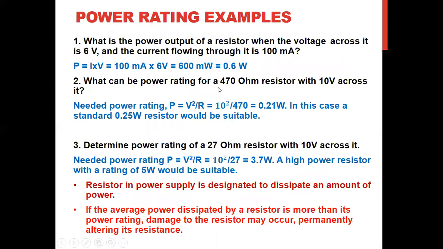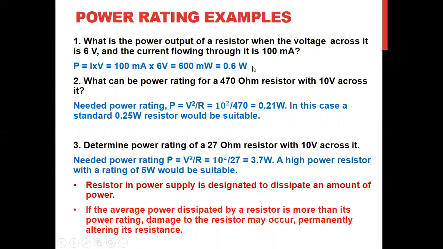Now let us see examples of power rating or power dissipated by a resistor. For example, what is the power output of a resistor when the voltage across it is 6 volts? This is the value of V. And the current flowing through it is 100 milliampere. This is the value of I. So it's easy. We can just use the formula P equals I into V, where I is 100 milliampere and V is 6 volts: 600 milliwatt, which means 0.6 watt. This is the power consumed or dissipated by the resistance.